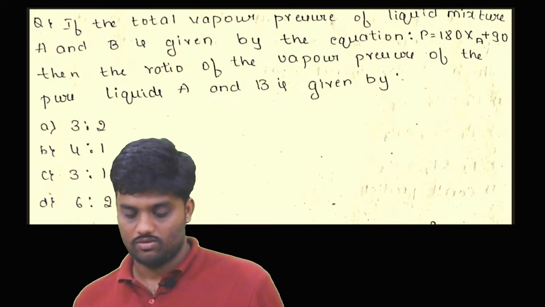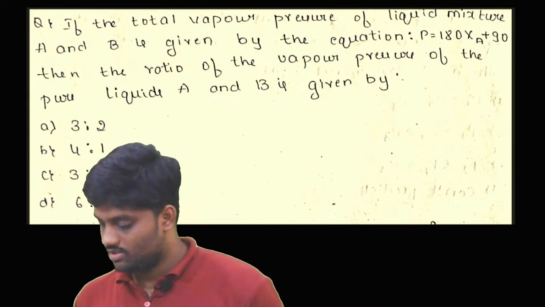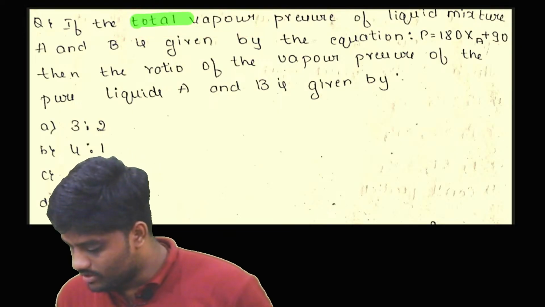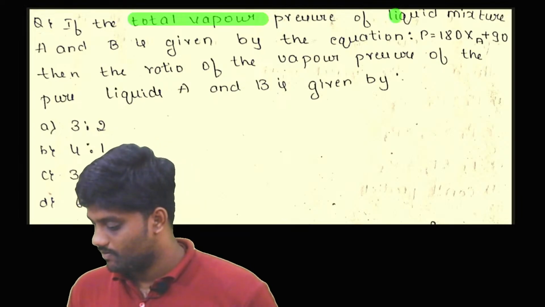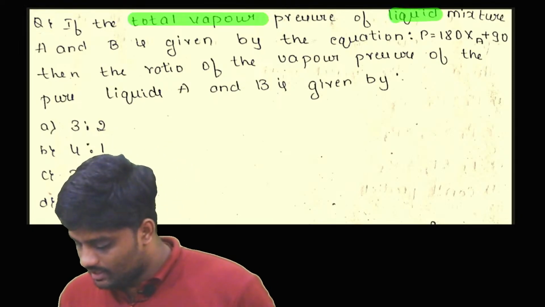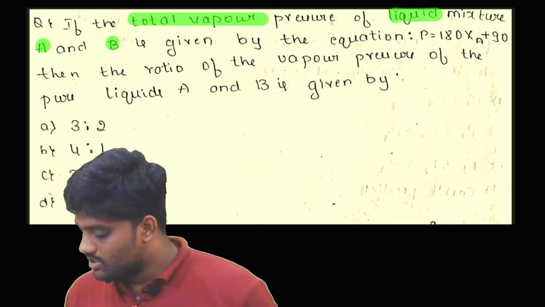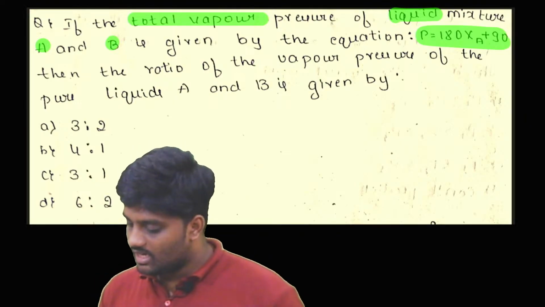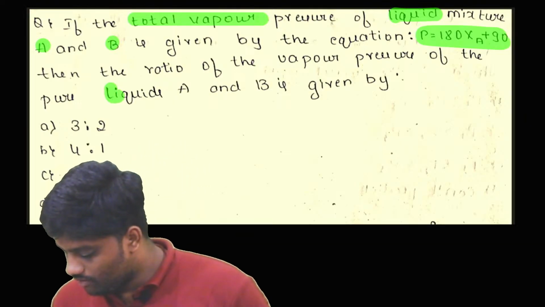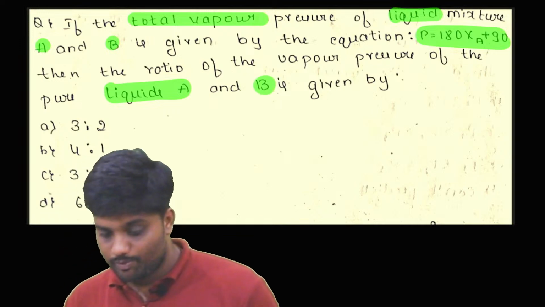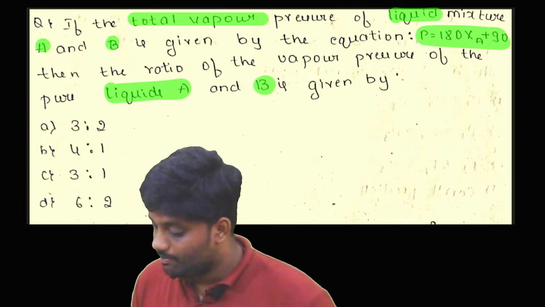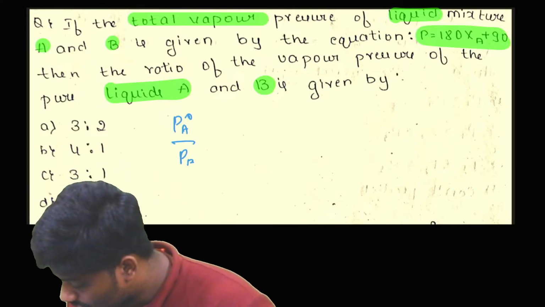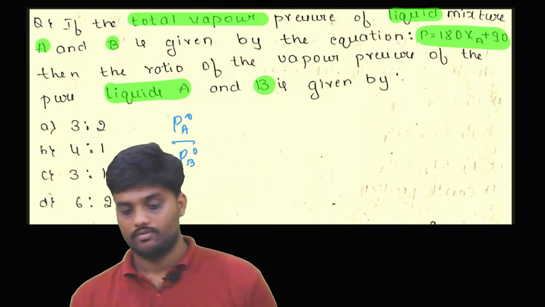See, what are they asking? Listen to the question. If the total vapor pressure of the liquid mixture of A and B is given by the equation pressure is equal to 180 psi A plus 90, what is the ratio of vapor pressure of the pure liquids A and B? Pure liquid, it is very simple. They are asking for the ratio PA naught upon PB naught.